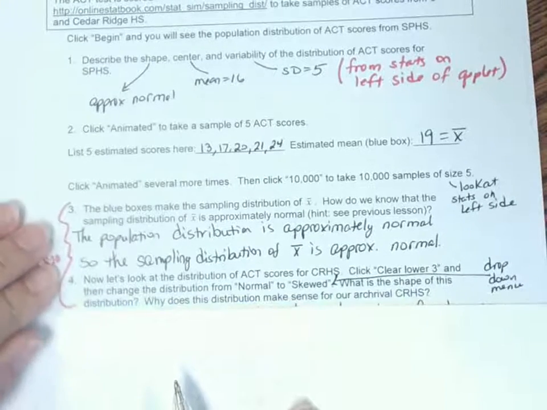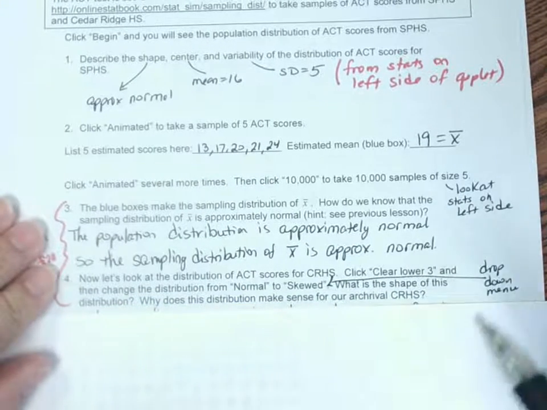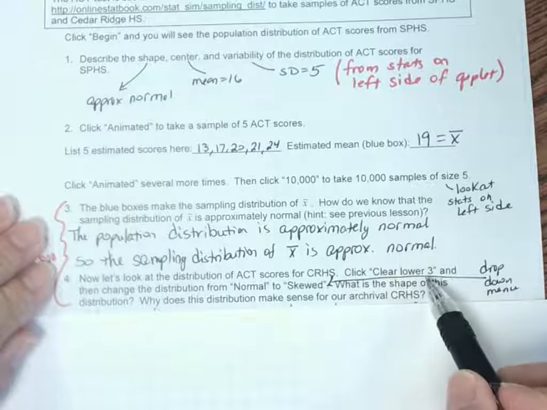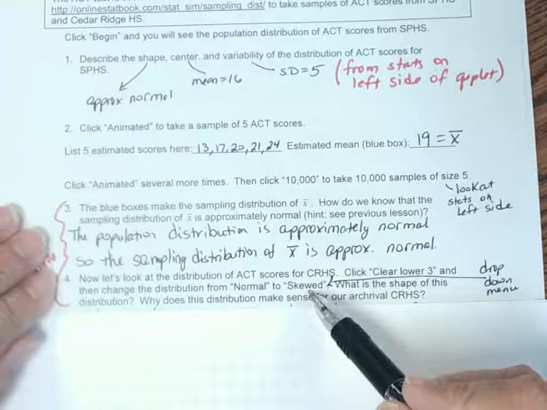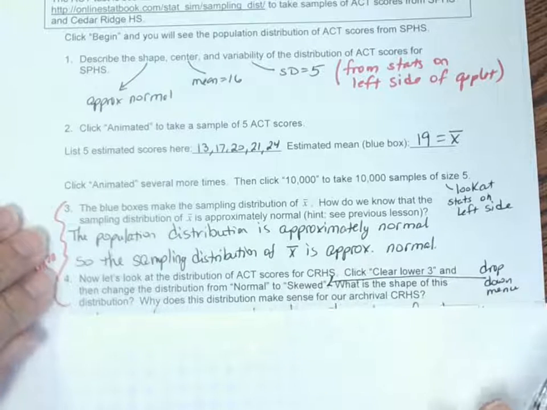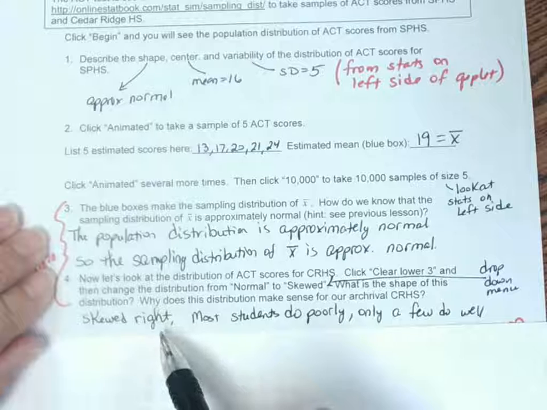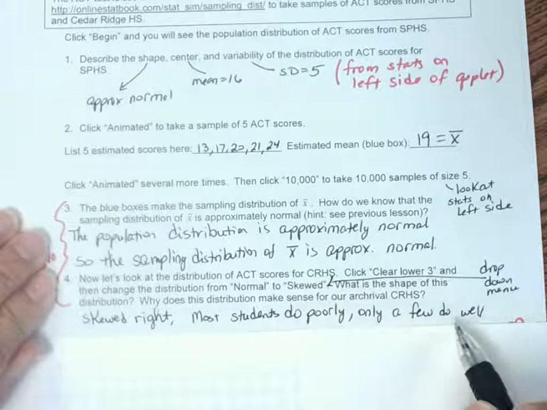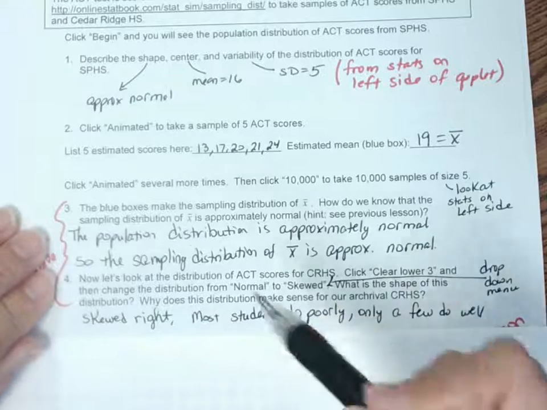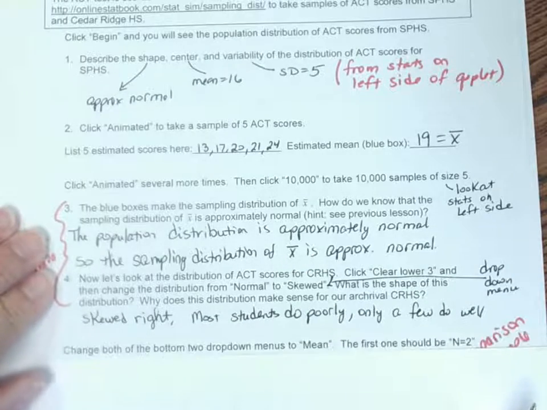So now we're going to take a look at Cedar Ridge's scores. And to see these, if you clear the lower 3, change the distribution using the drop-down menu from normal to skewed. And now let's look at this distribution. It's skewed to the right. And what that means is that most students do poorly. Only a few students do very well, the side where the tail is.